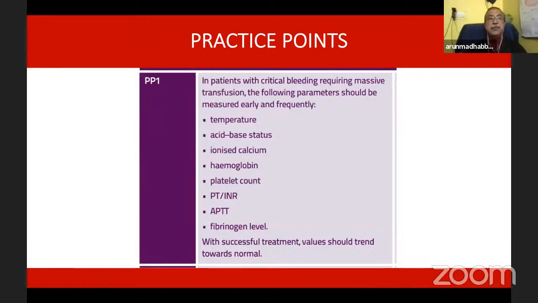And how do we do that? I'll give you certain practice points. If we can remember these practice points, obviously this is going to help us in a great way in utilizing blood and its components for our routine use. Point number 1, in patients with critical bleeding requiring massive transfusion, the following parameters should be measured early and frequently: temperature, acid-base status, ionized calcium, hemoglobin, platelet count, prothrombin time, activated prothrombin time, and fibrinogen level. They must be assessed because they give us an insight into what is going on in the patient.